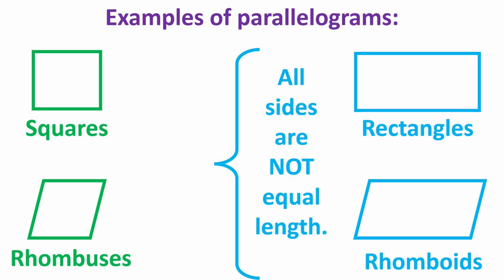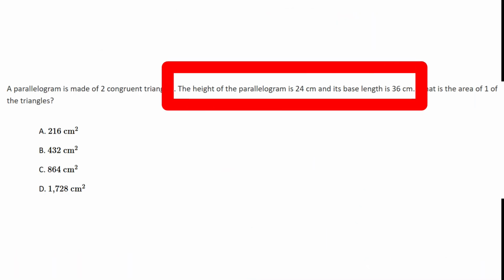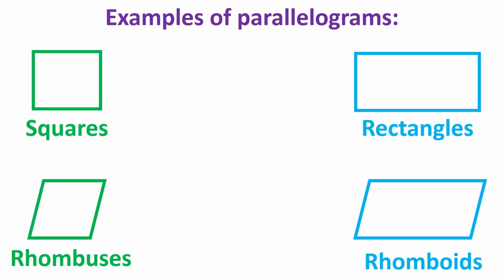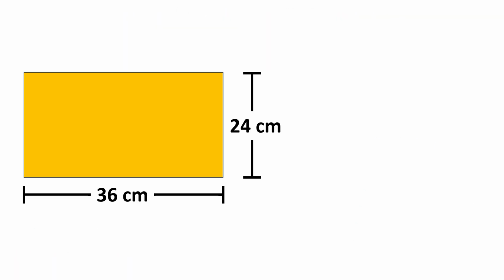To answer this question, we want to pick a type of parallelogram that has a height and a base that are unequal. That's because the question tells us the base is 36 centimeters and the height is 24 centimeters, which are unequal. We could pick any of these except for the square. But the most familiar example of a parallelogram that has a height and base that are unequal is a rectangle. So we'll choose a rectangle as our parallelogram for this question. We'll draw this rectangle with a base of 36 centimeters and a height of 24 centimeters.